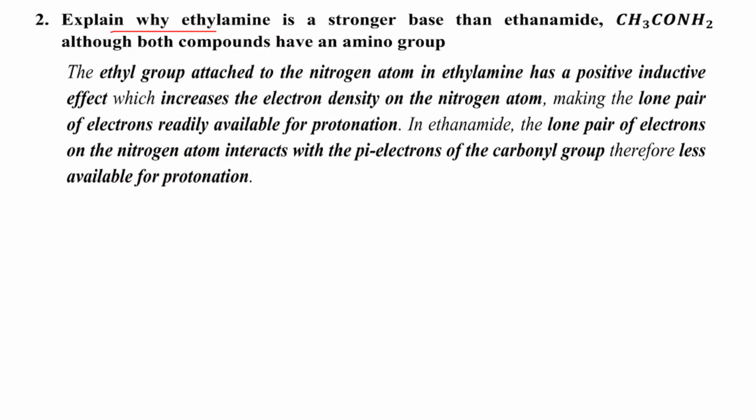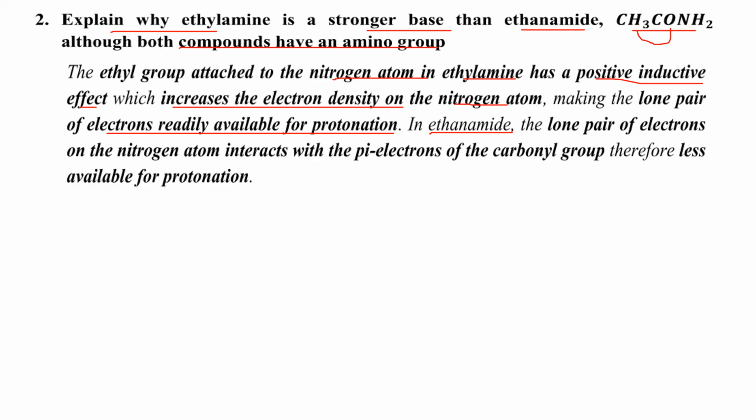We are explaining why ethylamine is going to be a stronger base than ethanamide, represented by this formula. So this is called ethanamide, although both compounds have an amino group. Now here you're saying that the ethyl group attached to the nitrogen atom in ethylamine is going to have a positive inductive effect, just like we have been explaining. Therefore, as a result, it's going to increase the electron density present on the nitrogen atom, making the lone pair of electrons readily available for protonation.